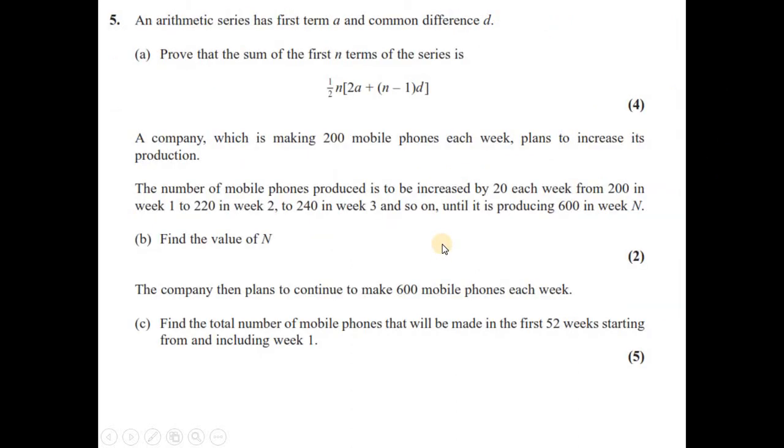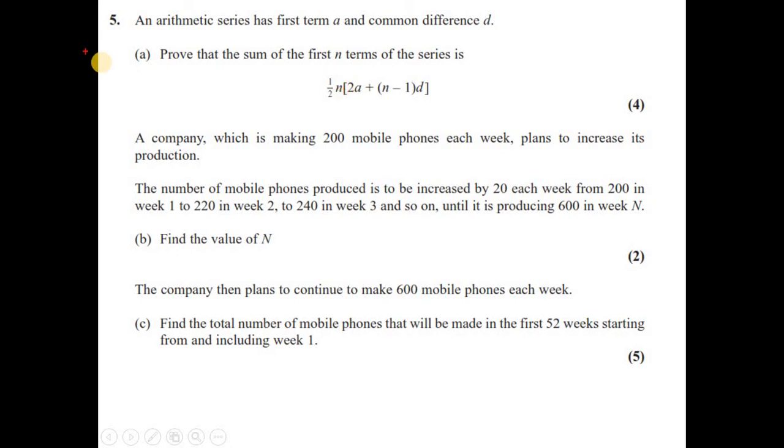Question number 5. An arithmetic series has a first term a and common difference d. Prove that the sum of the first n terms of the series is half of n times 2a plus n minus 1 d. So that means this is basically the formula for the sum of n terms of an arithmetic series. You know that.